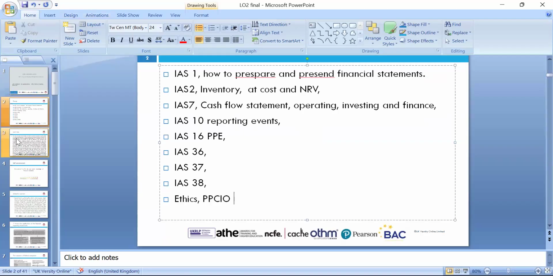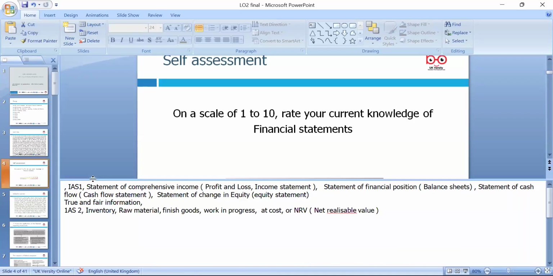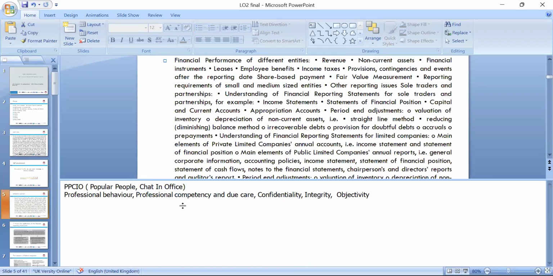So this week, we're looking at LO2, and please think about what you know about the financial statement. We prepare four types of financial statement, which we discussed previously as well: the statement of comprehensive income, or profit and loss statement; the statement of financial position, also known as the balance sheet; the statement of cash flow; and the statement of changes in equity.